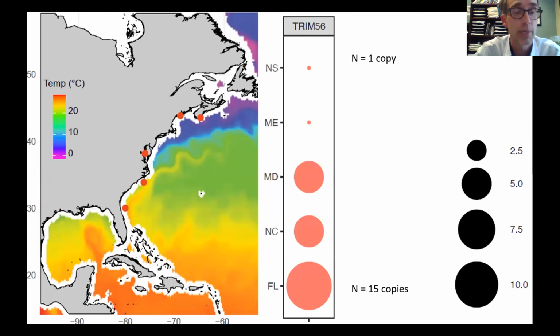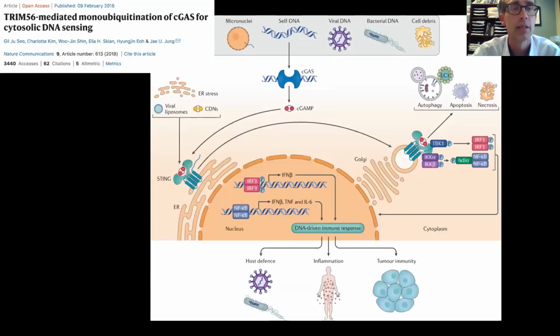So we have a number of paralogs that are site specific. And so what is TRIM56 and why did we get all jazzed about it? Well, TRIM56 is involved in mediating the monoubiquitination of a particular protein called cGAS, which is a prominent player in the innate immune system related to detecting viruses and eliciting antiviral signaling that works with STING, which is also part of the pathway.